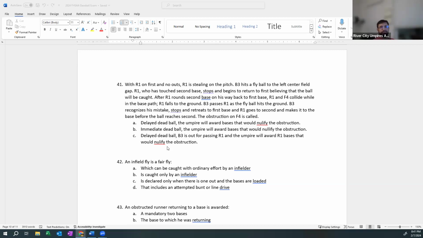Which one? Well, my answer is a little different than yours. My answer on the screen is delayed dead ball. The umpire will award bases that will nullify the obstruction. See, my answer is different than yours. That's okay. The answers could be in different orders. Okay, my answer on mine is delayed dead ball. The umpire will award bases that would nullify the obstruction.